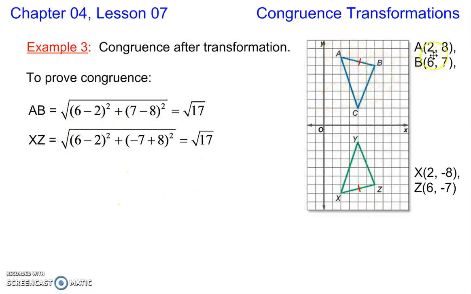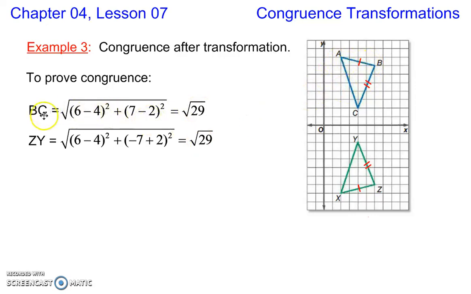So remember the distance formula, we have the change in the x squared plus the change in the y squared. Remember, this is derived from the Pythagorean theorem, a squared plus b squared equals c squared, where we need to figure out a and b using the coordinates in this case. So this line right here is congruent to XZ. Now we'll have to check the others.